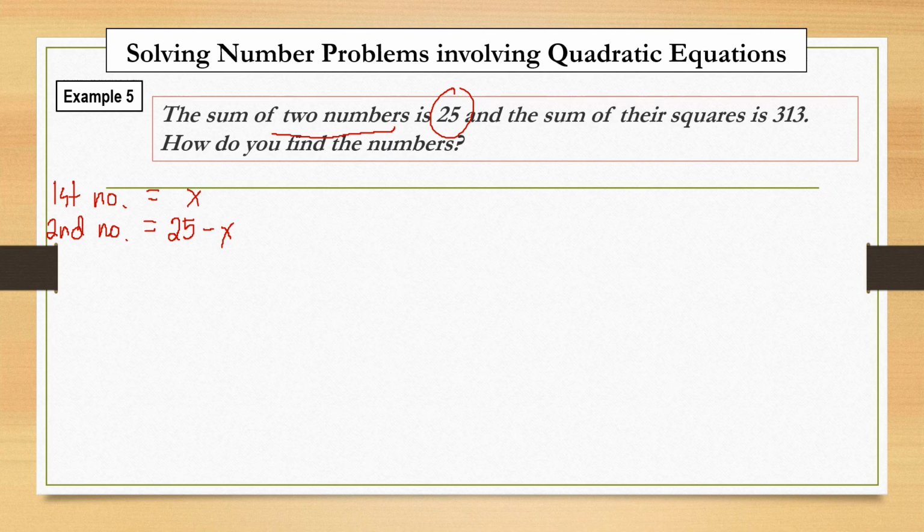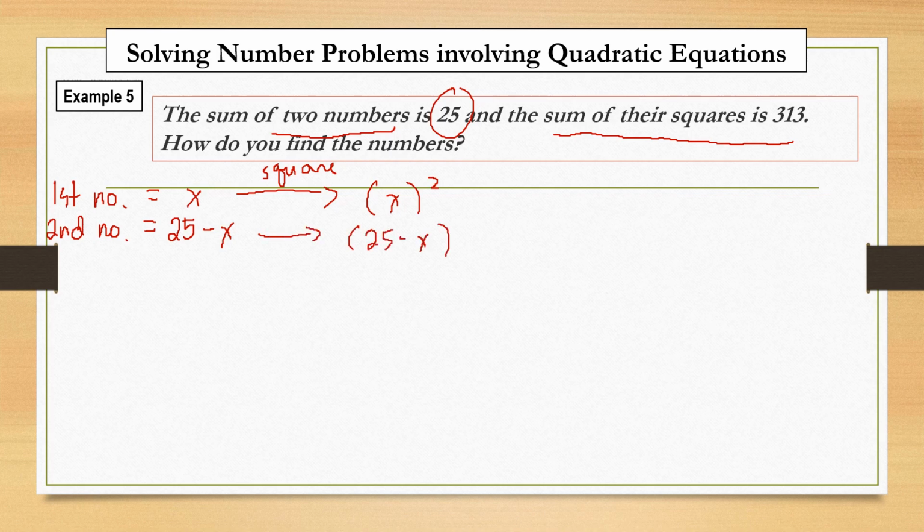Okay, it says here the sum of their squares. So what is the square of the first number? That will be x squared. The square of the second number is 25 minus x raised to the second power. The sum of their squares is 313. How do we write that? We have x raised to the second power plus 25 minus x raised to the second power is equal to 313.